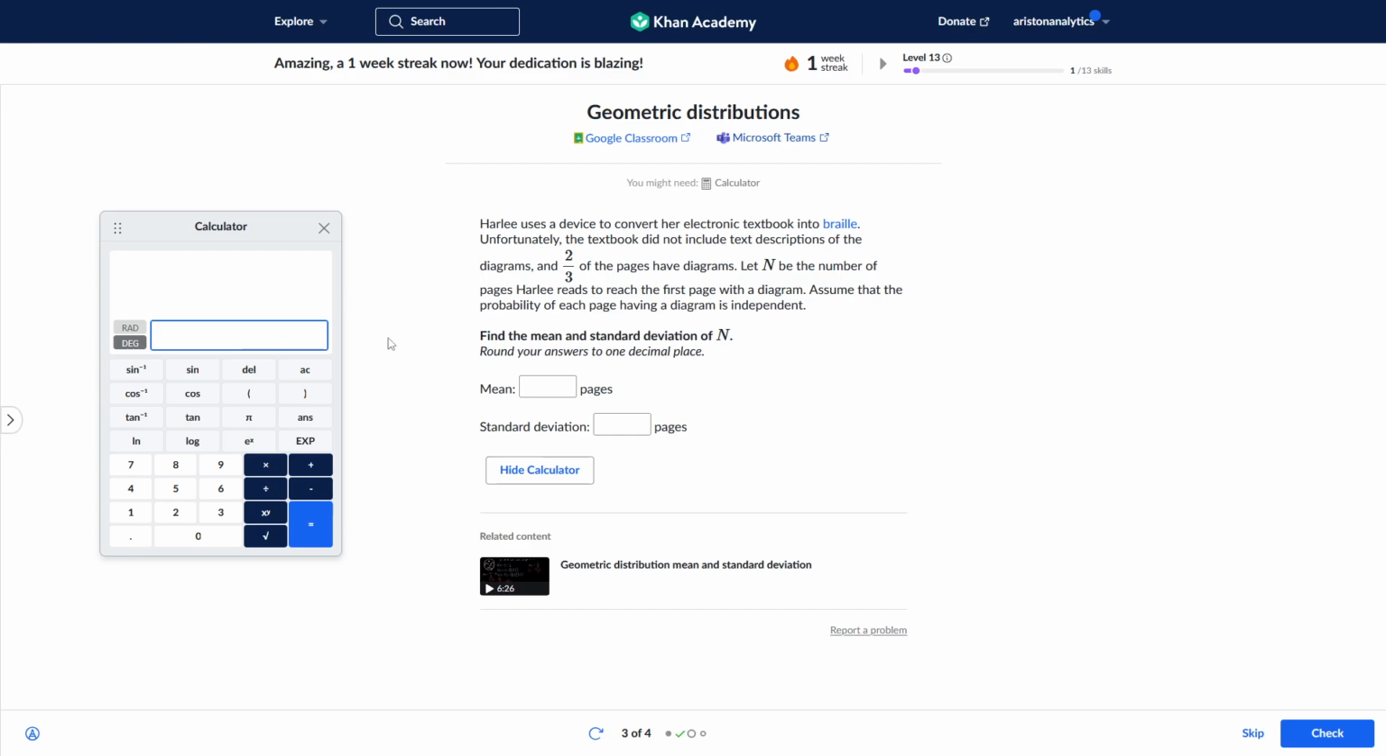Mean. What are we looking for? To reach first page with a diagram. 2 of 3 pages have diagrams, so that one's pretty easy. Just do 1/3 because that's 2/3 minus 1, and then we do this.